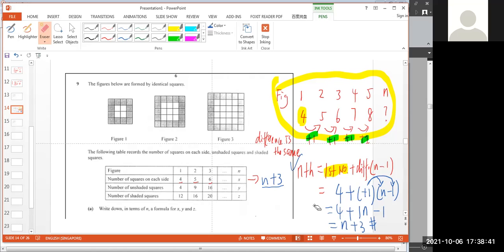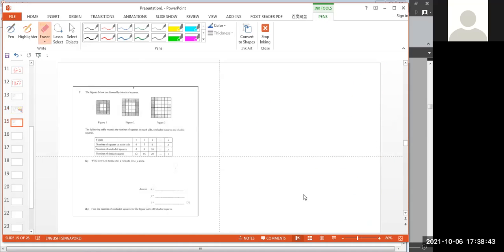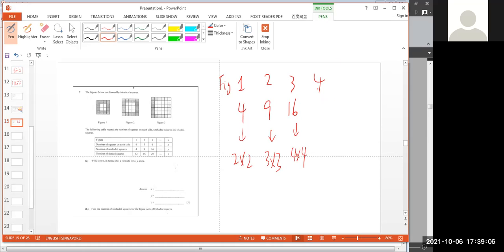Y is this. I remember the question already. So figure 1 for y is 4, figure 2 is 9, figure 3 is 16. So figure 4, do you know the pattern? The pattern here is, this one is 2 times 2. This one is 3 times 3. This one is 4 times 4. So if you want to find figure 4, I think it's 5 times 5, which is 25.